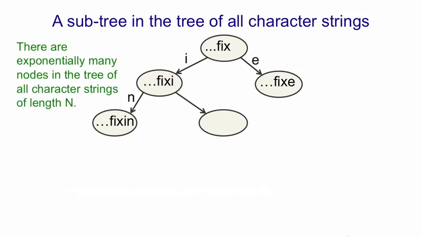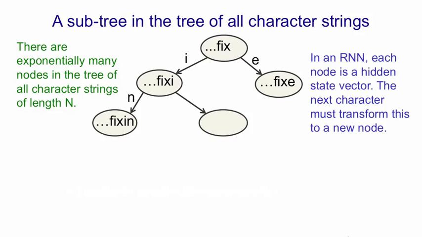There's exponentially many nodes in the tree of all character strings of length n. So this is going to be a very big tree. We couldn't possibly store it all. If we could store it all, what we'd like to do is put a probability on each of those arrows. And that will be the probability of producing that letter given the context of the node.